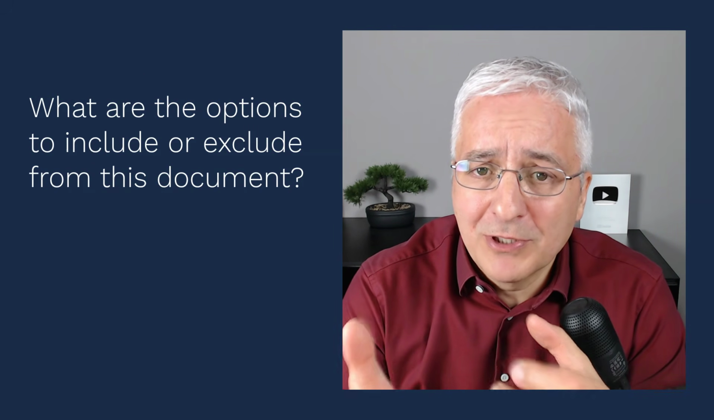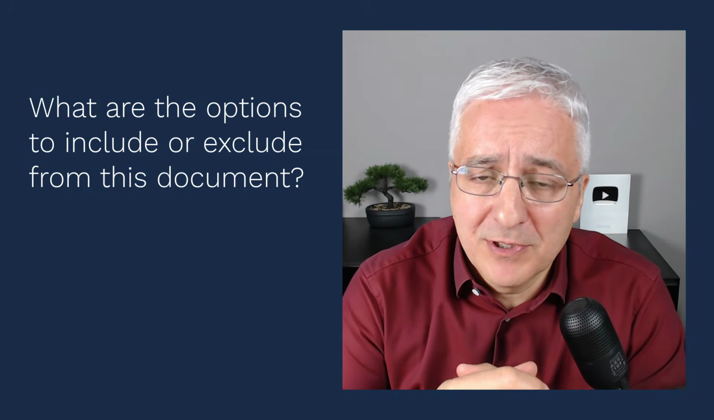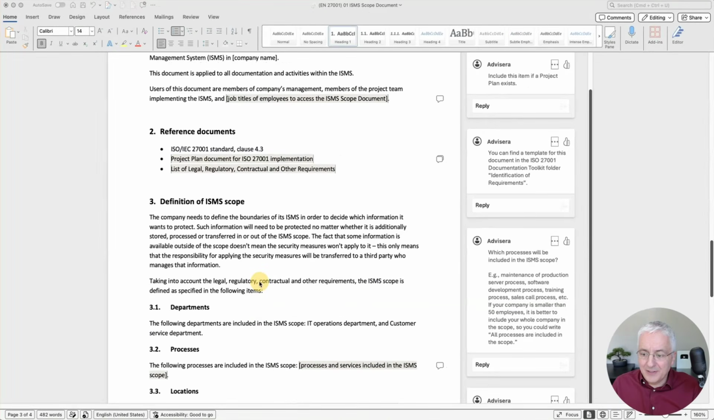Okay, let's see now some frequently asked questions about the ISMS Scope document. First of all, what are the options to include or exclude from this document? Well, the standard did not specify what you need to include in your ISMS Scope document. So there is no real requirement to include the description of departments, processes, locations, infrastructure, or exclusions. However, I would say it is good practice to have something like this. In most cases, the certification auditors will expect you to write something like this.